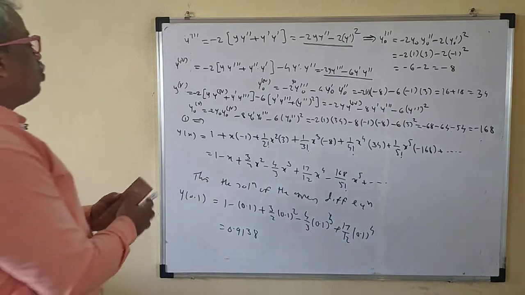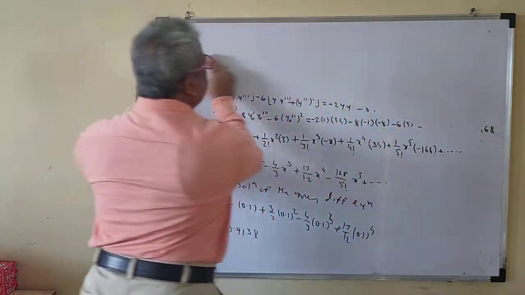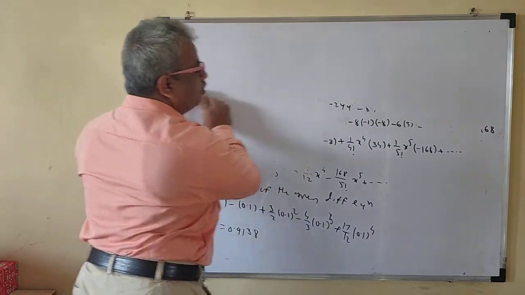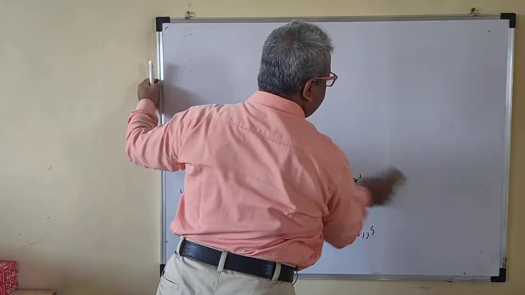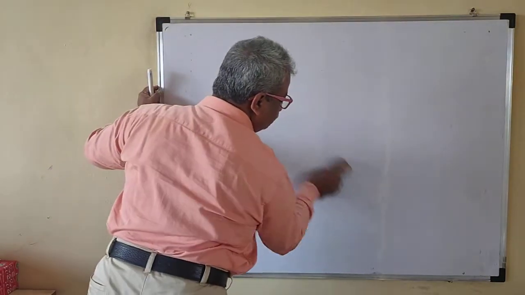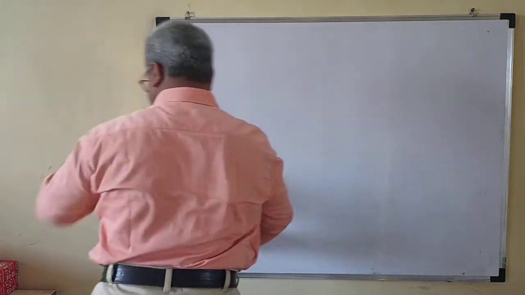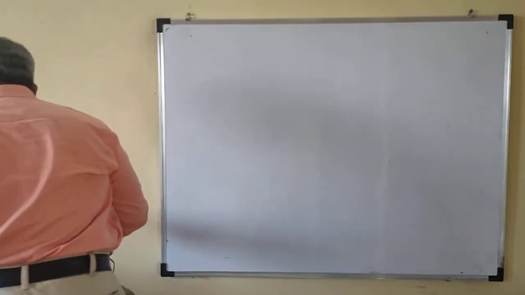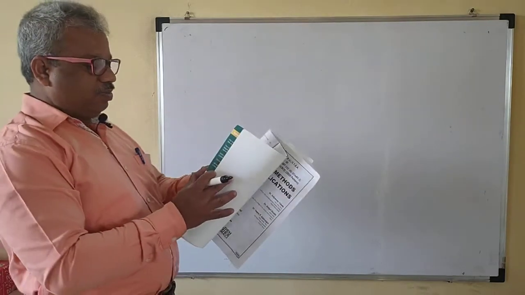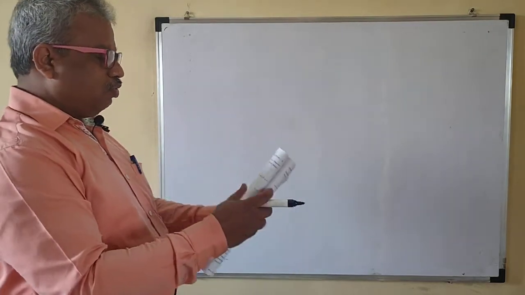Okay, so we'll solve one more problem so that the idea will be clear to you. Here the crucial part is what? To take a derivative, to take the correct derivative. So this is the crucial part. We'll solve one more problem so that you will understand the Taylor series method.